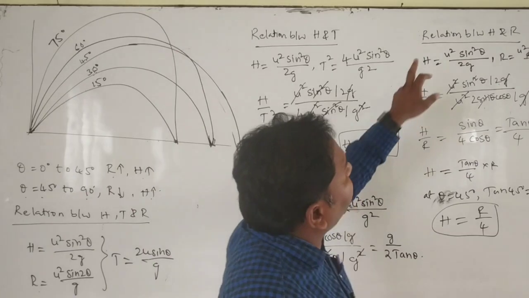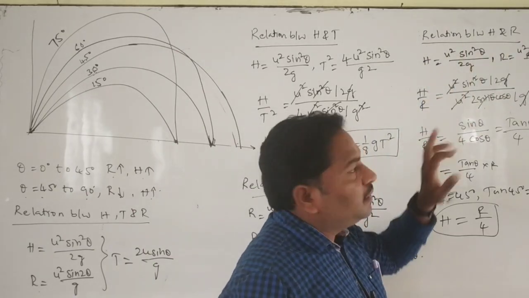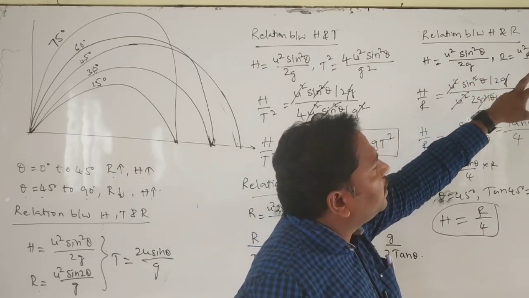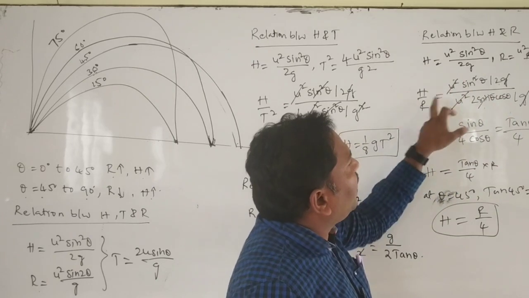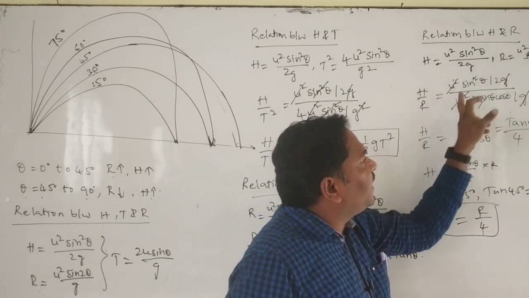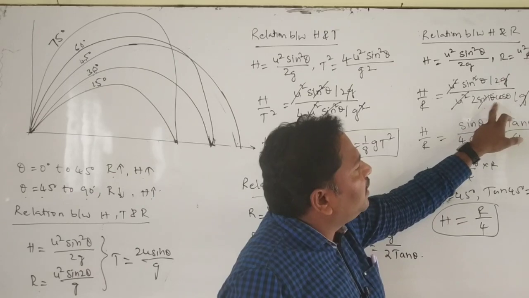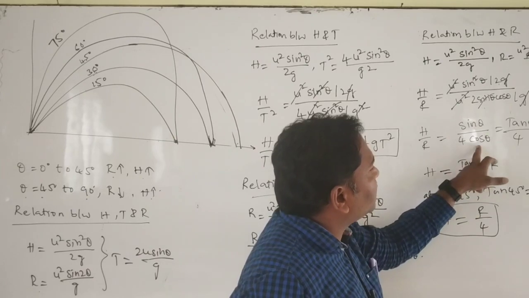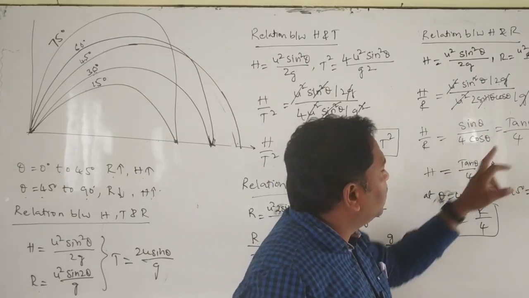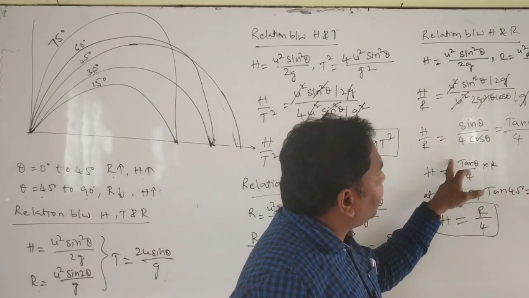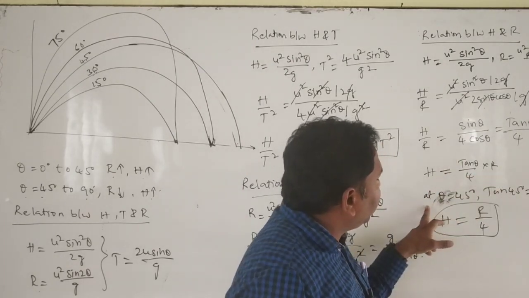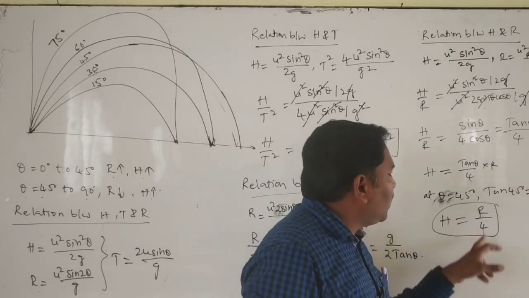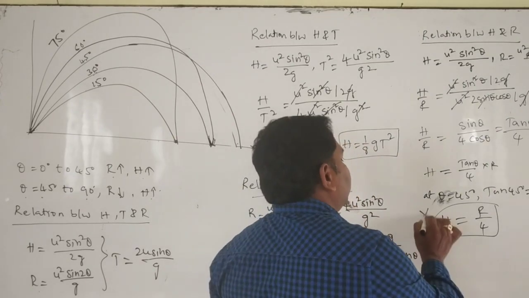Next we are going to find the relation between H and R. H equal to u square sin square theta by 2g and R equal to u square 2 sin theta cos theta by g. H by R: u square cancels, g cancels, sin theta cancels, so we get the answer sin theta by 4 cos theta, which is tan theta by 4. So now H equal to tan theta by 4 into R. Here theta equals 45 degrees, tan 45 degrees equal to 1. So H equals R by 4. It's a very important relation.